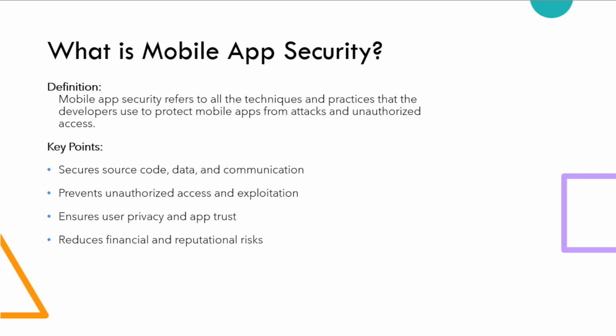What is mobile app security? Mobile app security refers to all the techniques and practices that developers use to protect mobile apps from attacks and unauthorized access. It basically includes securing the source code, encrypting data, and ensuring that the app is not vulnerable to known threats. The main goal of the developers is to protect users' privacy and maintain trust in their apps. Without proper security, an app can be modified or exploited, leading to real world consequences.